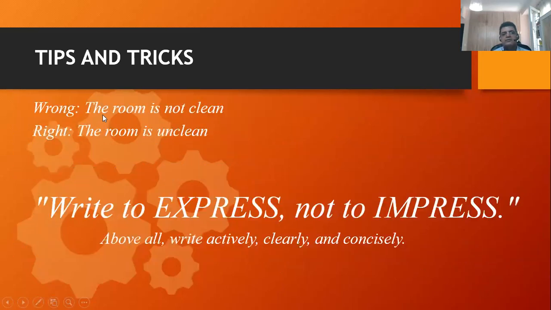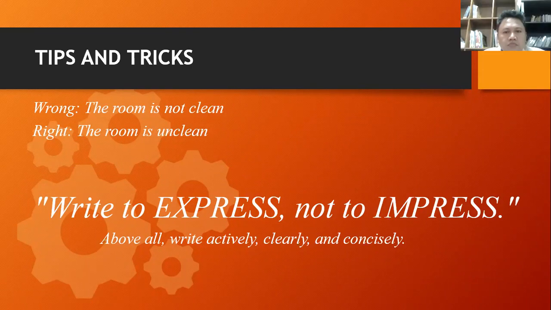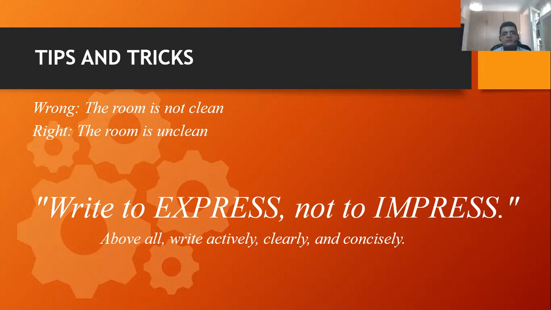Suppose the sentence, "The room is not clean." It is a very simple sentence, but it is not accepted in academic writing. Why? Because you can say "the room is unclean" by using an adjective. So you can delete one additional word. Actually, in "the room is unclean," you have 4 words, but in "the room is not clean," you have 5 words. So the 5-word sentence is considered a wrong one in academic writing.